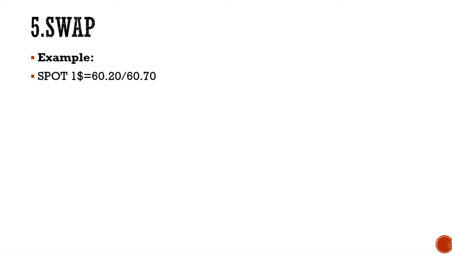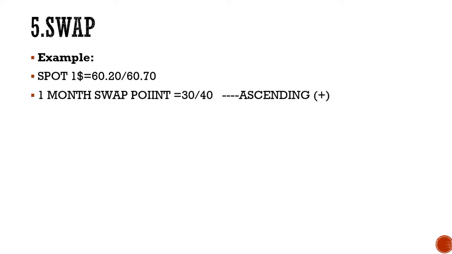Let's say the spot rate is given as $1 is equal to 60.20 slash 60.70, where the first amount is called the bid rate and the second is called the ask rate. One month swap point is given to us at 30 and 40. Now, if you look carefully, 30 and 40, the numbers are in ascending order. When the swap points are given in ascending order, we usually add those points to the spot rate, and with that we can get a forward rate.